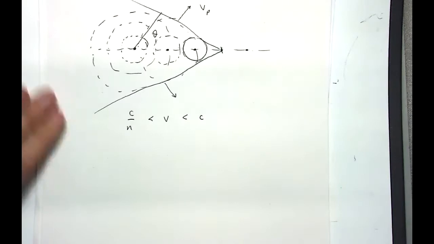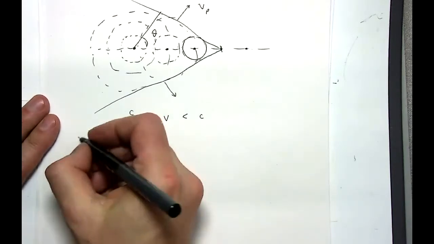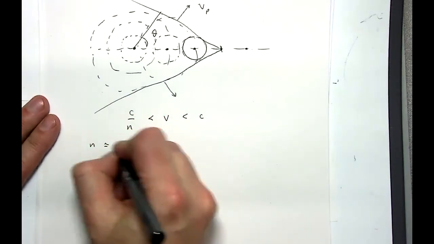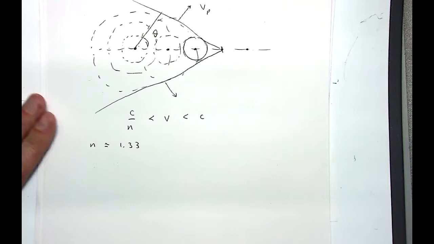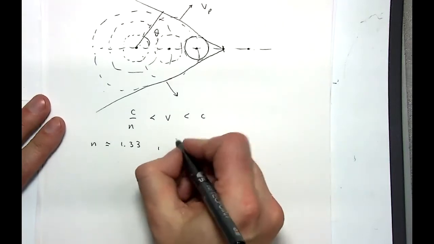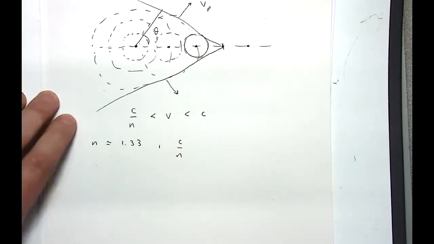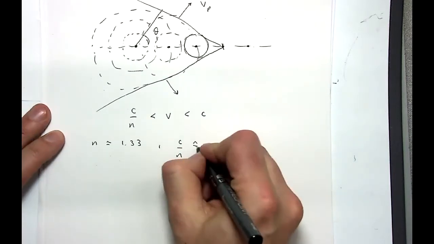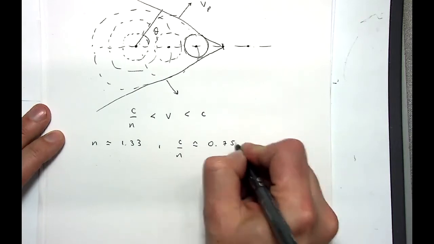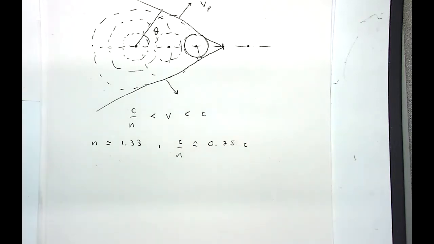Let's say water, and we're going to think about visible light. Water has a refractive index of about 1.3, and therefore the required velocity, which we must exceed, c over n, is about 0.75c. This doesn't look too bad, right? There are plenty of fast-moving charges which can go that fast.